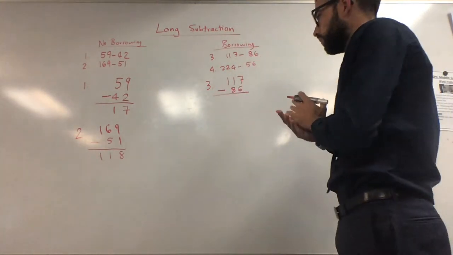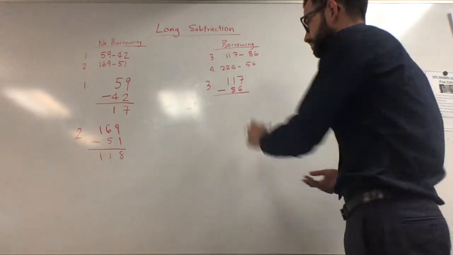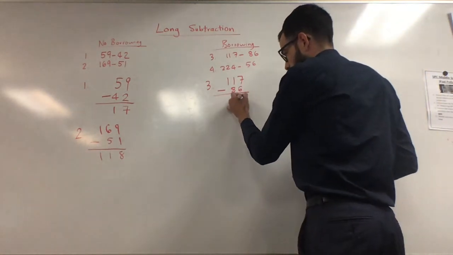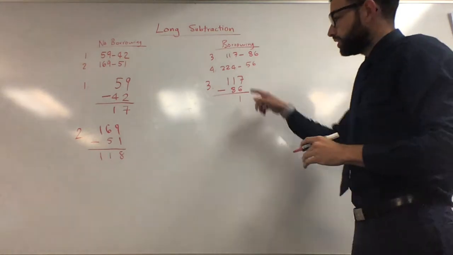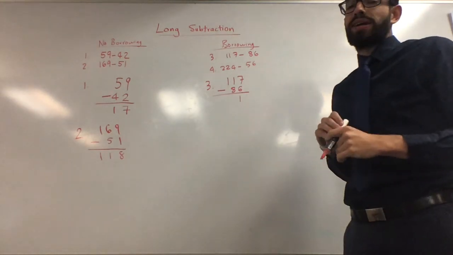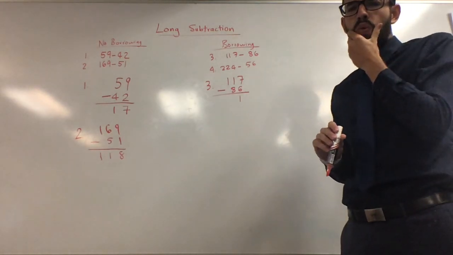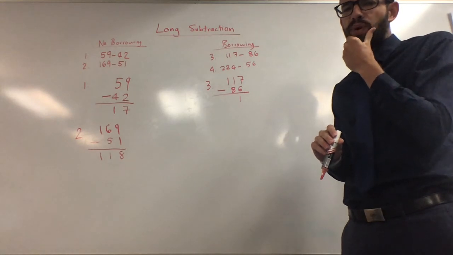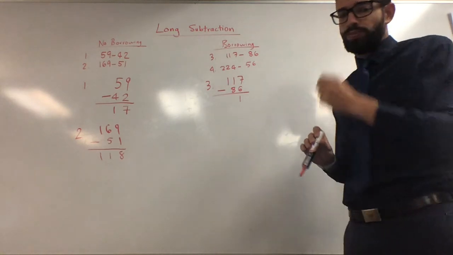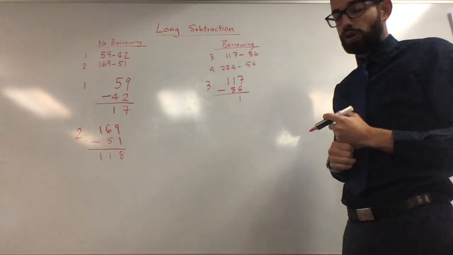Okay, so what we do is we start on the far right column like we have been. 7 take away 6. Oh yeah, that works. 1. We then move to the next column, 1 take away 8. Doesn't quite work. It's going to give us a negative number. We can't have a negative number just sitting in the middle of our equation. So what we have to do is what we call borrowing.